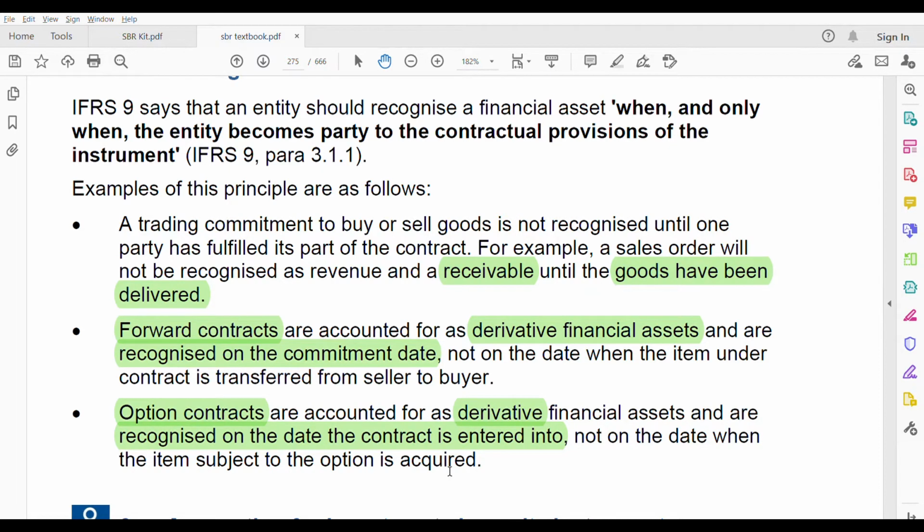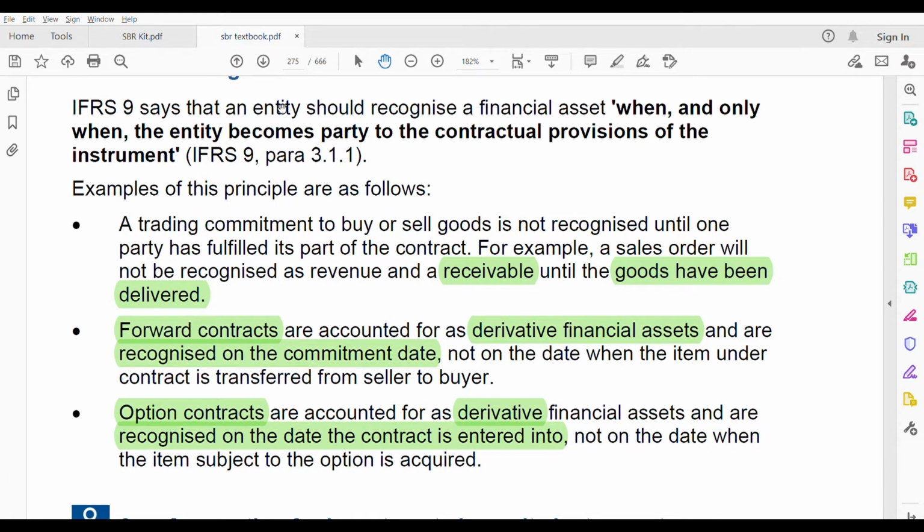So I think financial asset is one of the easiest things for you to remember and memorize also. Only three things you need to memorize: receivable, forward contract, option contract, and the date that it is recognized is different. Now, I'm going to link these three examples to the definition. Now let us go through the definition and see whether you can now understand the definition or not.